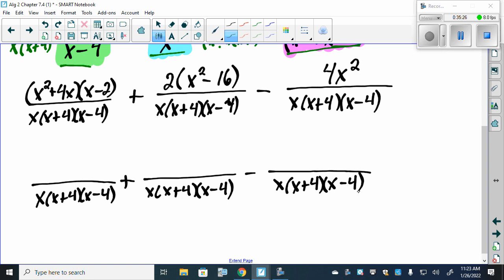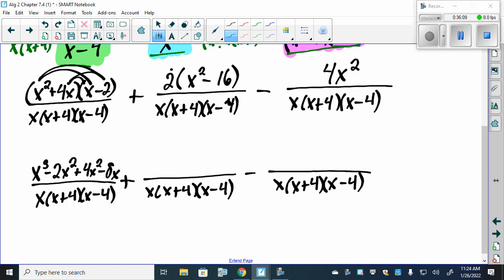Now for our first numerator, we're going to go on and do our distributive property. So we multiply through with the x squared times x would be x cubed. X squared times negative 2 would be negative 2x squared. Then we'll do the same with the 4x. Well, 4x times x is going to be plus 4x squared, and 4x times negative 2 will be negative 8x.